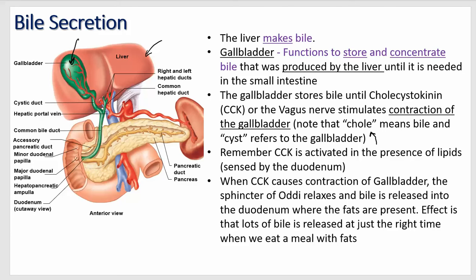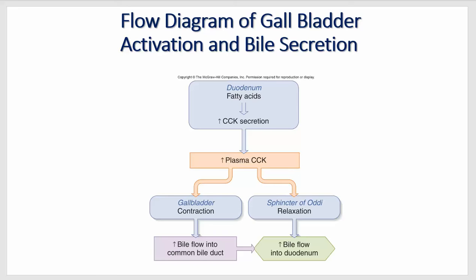Okay. All right, so this is a flow diagram. So the duodenum, fatty acids are present, causes that release of CCK, or the secretion, into the blood as a hormone. So your plasma levels, your blood levels of CCK increase, which causes that gallbladder secretion, causes that sphincter of Oddi to open, and bile is able to flow out. So from the gallbladder, it flows into the common bile duct, and then it joins up with the pancreas and goes into the duodenum.